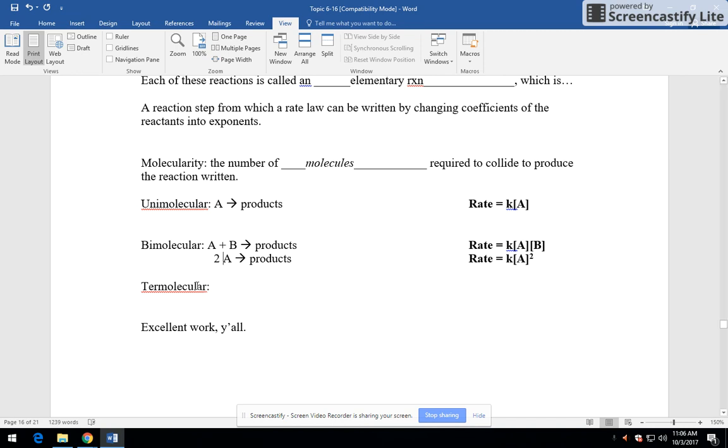So now I want you to do the termolecular ones on your own. I want you to come up with 2 possible termolecular reactions. Termolecular would be 3 molecules. And I want you to write the rate laws associated with them.